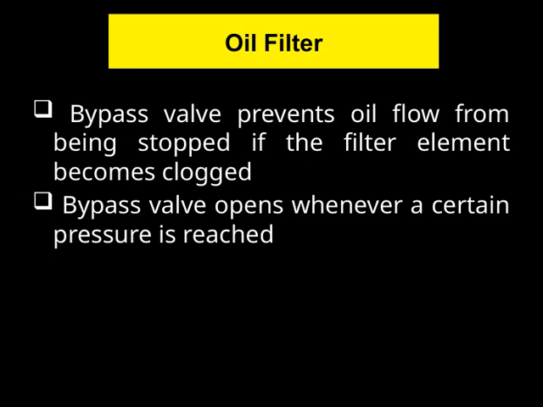Let's talk about the bypass valve in the oil filter. Its main job is to ensure that oil flow isn't completely halted if the filter element gets clogged. This is crucial because otherwise the engine could be starved of oil. The bypass valve opens whenever a certain pressure threshold is reached, meaning if the filter becomes too restrictive, the valve will activate. This way, oil can bypass the clogged filter and continue circulating, protecting the engine from oil starvation.